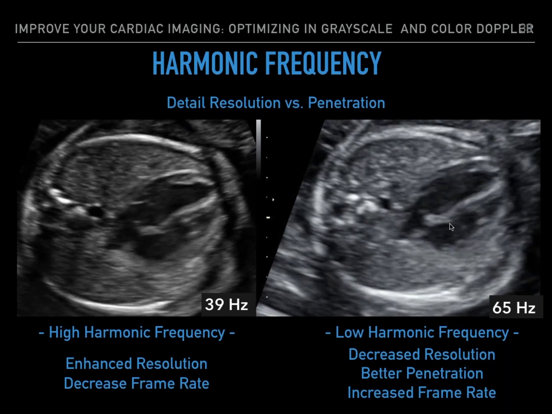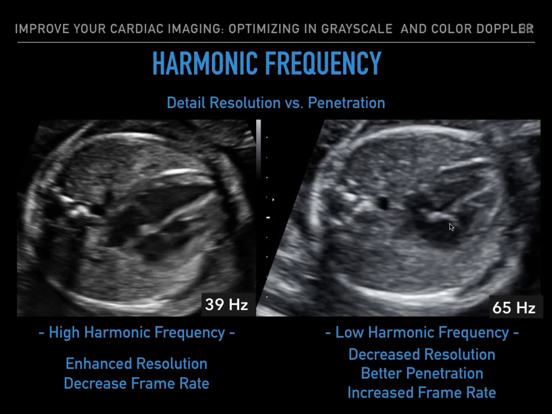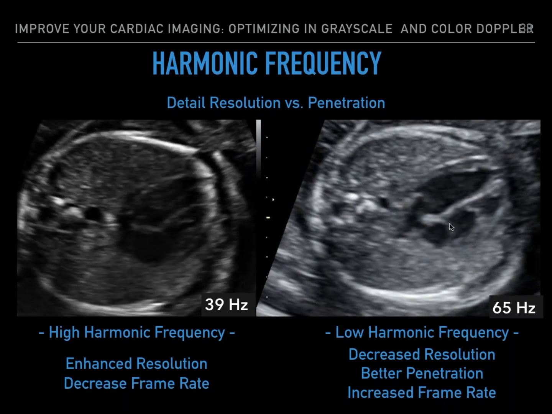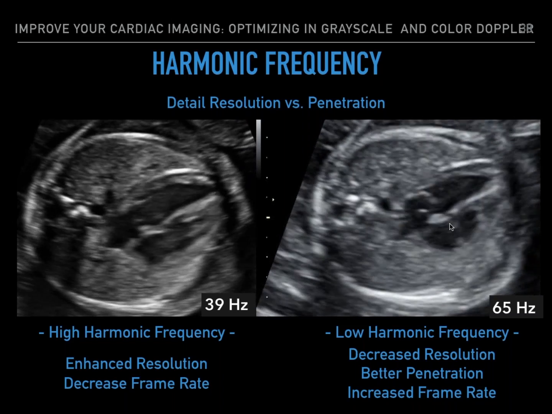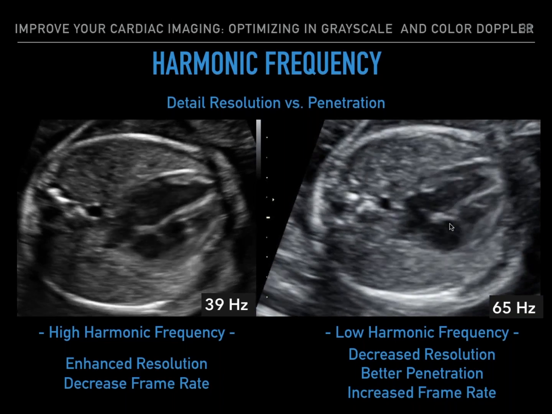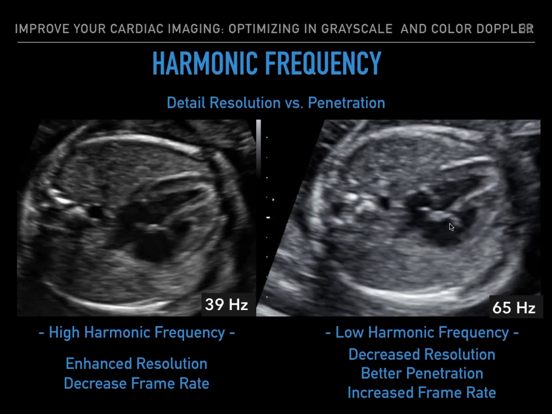And here we have the low harmonic frequency being utilized. This actually decreases the enhanced resolution, yet we do have better penetration of the heart and an increased frame rate of 65 Hertz, which is ideal for fetal cardiac screening. So again, it just depends what you're looking for, detail resolution versus penetration.